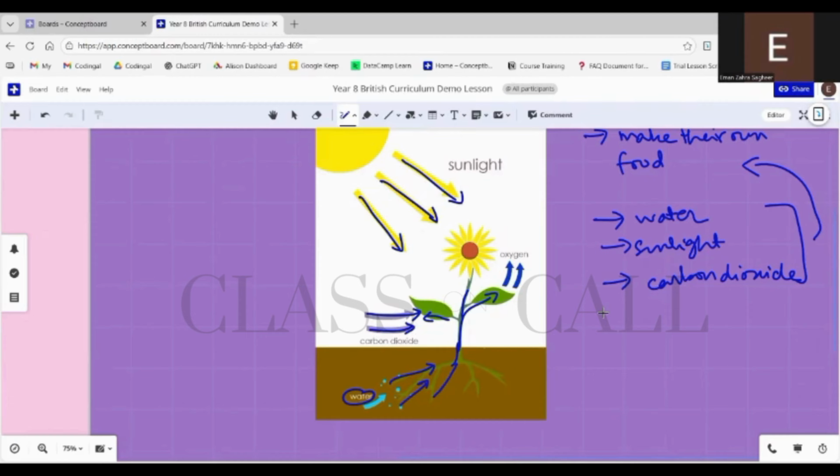Inside the leaf, there is a green substance, and it's known as chlorophyll. Chlorophyll is a substance that makes these leaves green in color. What it does is that it traps the sunlight. This is the only work the chlorophyll does. It basically traps the sunlight.